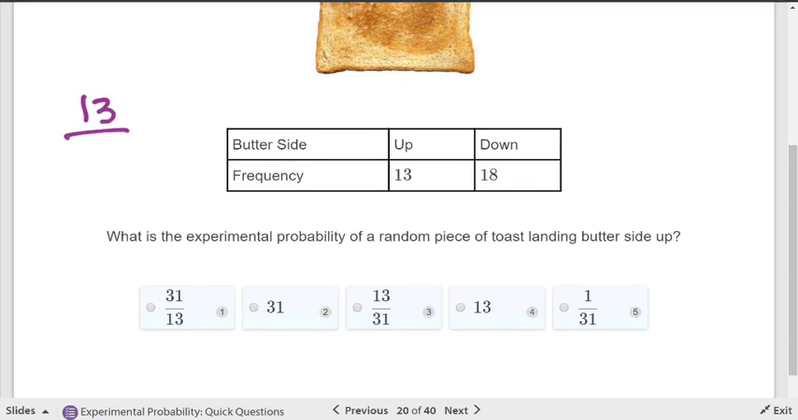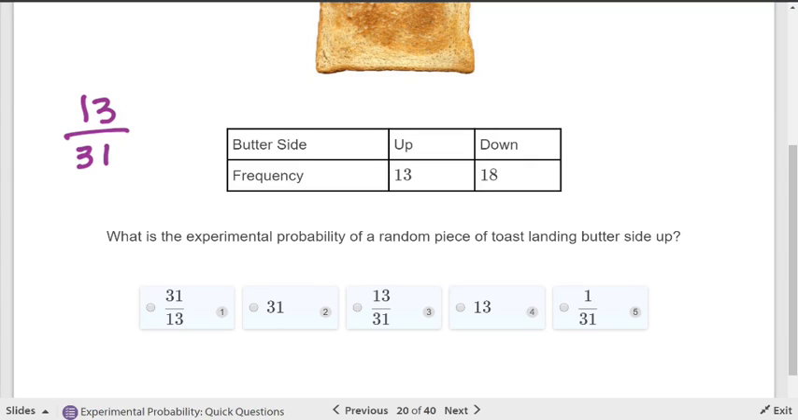13 out of what? 31. Okay? No, it's 31 out of 13. I don't think so. Can you simplify it? Oh, no, you can't simplify it, right? Because 13 and 31 don't have anything in common. 31 is prime. Yeah, they're both prime, aren't they? Okay? So there you go. So the probability that it's going to land butter side up is that.